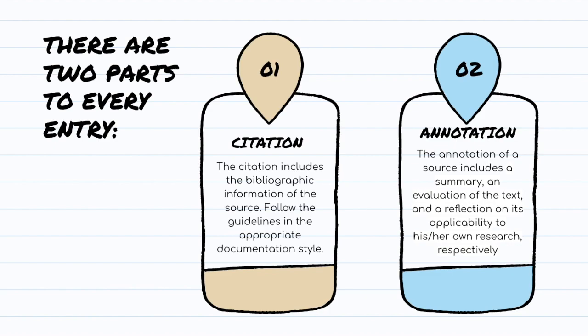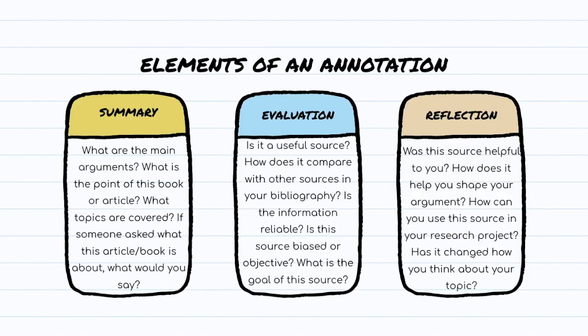Again, we're going back to the two parts for every entry, so now we'll be focusing on the annotation component. The annotation of a source includes a summary of the source, an evaluation of the text, and a reflection on its applicability to your own research. So what this could look like is here. We have the elements listed as the summary, evaluation, and reflection.